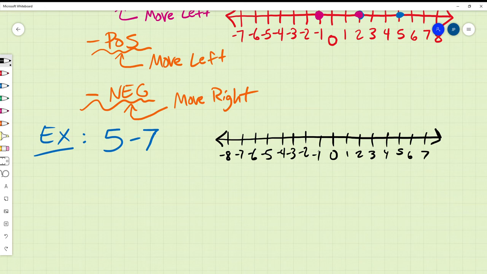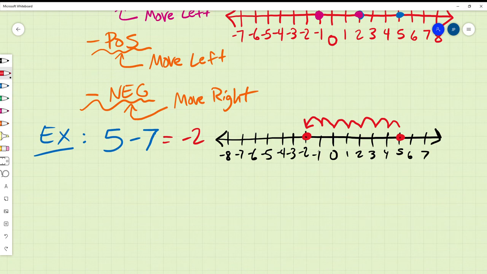So again, 5 minus 7, the idea of that is that we are starting at positive 5 on the number line, but we're decreasing by 7, so we're going to move 7 spots to the left. 1, 2, 3, 4, 5, 6, 7. And where do we end up? We end up at negative 2, which is our solution here.